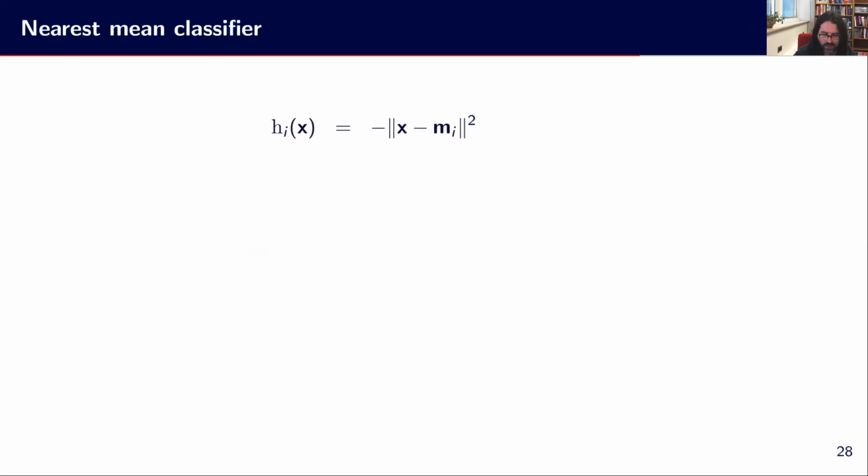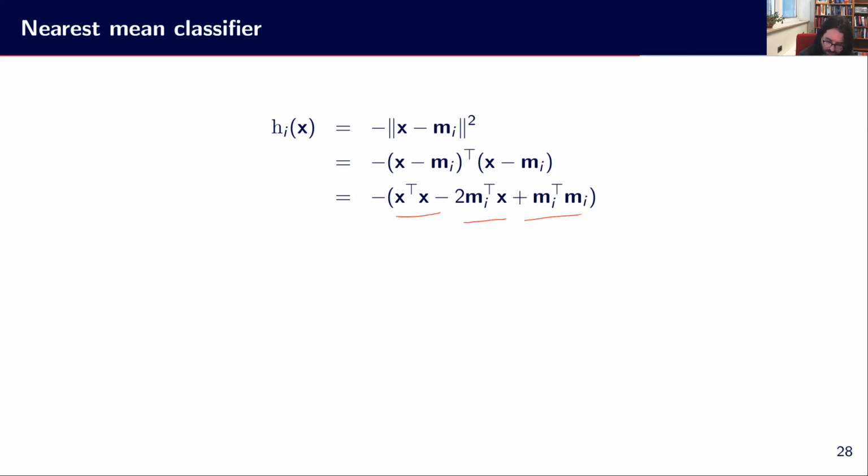So looking at the nearest mean classifier, we have hi of x, which is equal to minus Euclidean distance square between x and mi, so the estimation of mean vector. If we expand this a little, just converting the Euclidean distance into some kind of vectorial operation, we have x minus mi transpose times x minus mi. If we just shuffle these things, expand again this product, we have x transpose x minus 2 mi transpose x plus mi transpose mi.